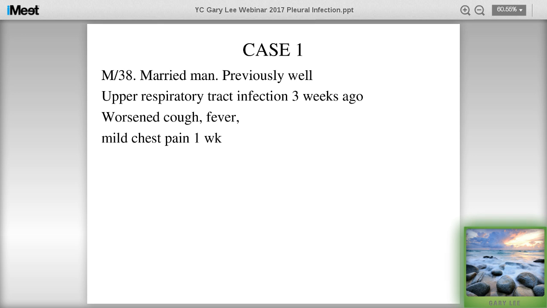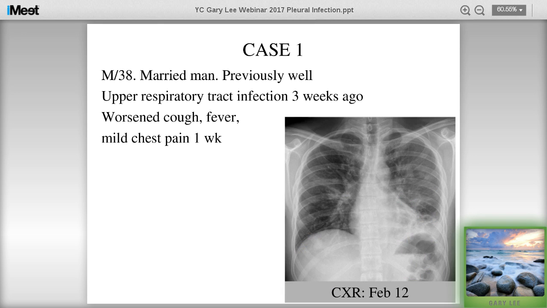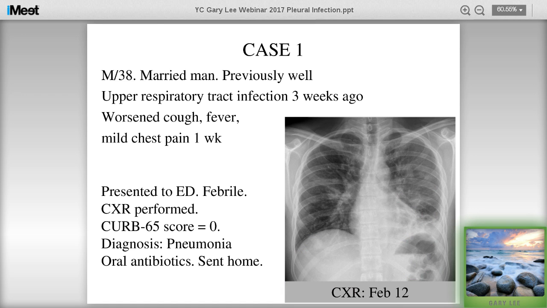But over the week before presentation, he has worsening cough, fever, and a bit of chest pain. And this is his chest X-ray presented last month on February 12. And I hope you can see that. He presented to the emergency department. He was febrile. His chest X-ray was performed. The CURB-65 score is 0, so he's not that unwell at that time, but you can see that he's got abnormal parenchyma on the chest X-ray.